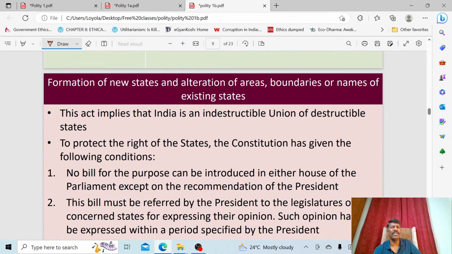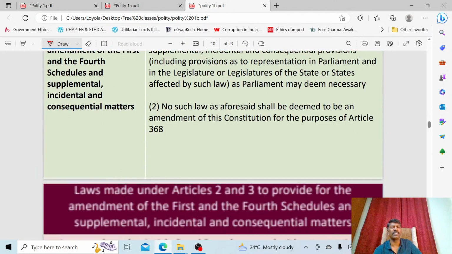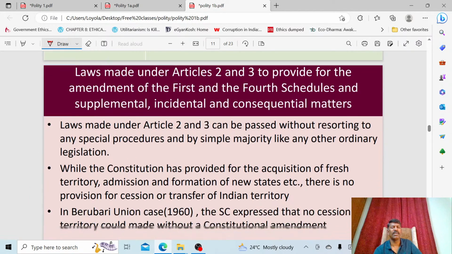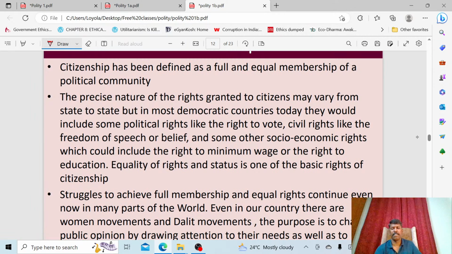Then we did Articles 3 and 4 in this area. Here the concept of purpose, the way the President of India handles it and all, will come under this category. Fine. Now the most important thing.